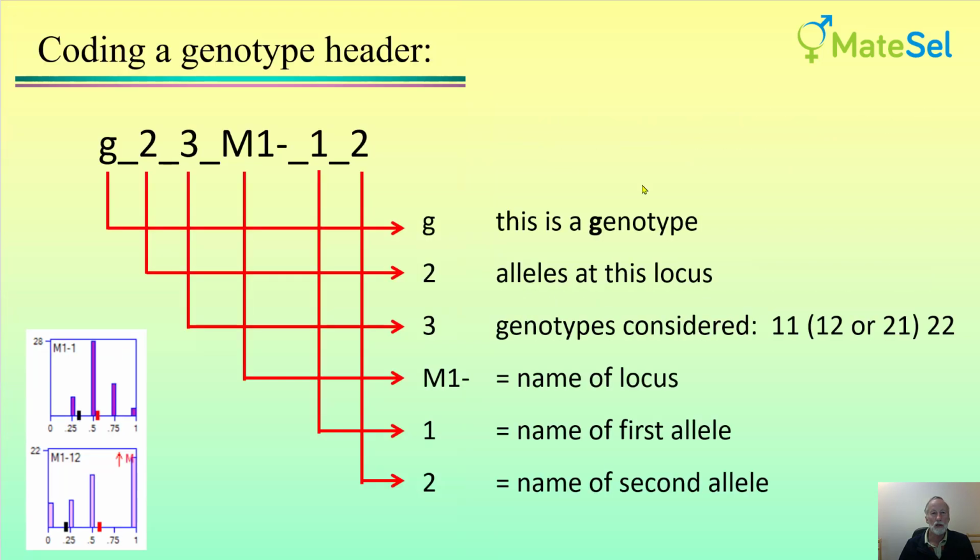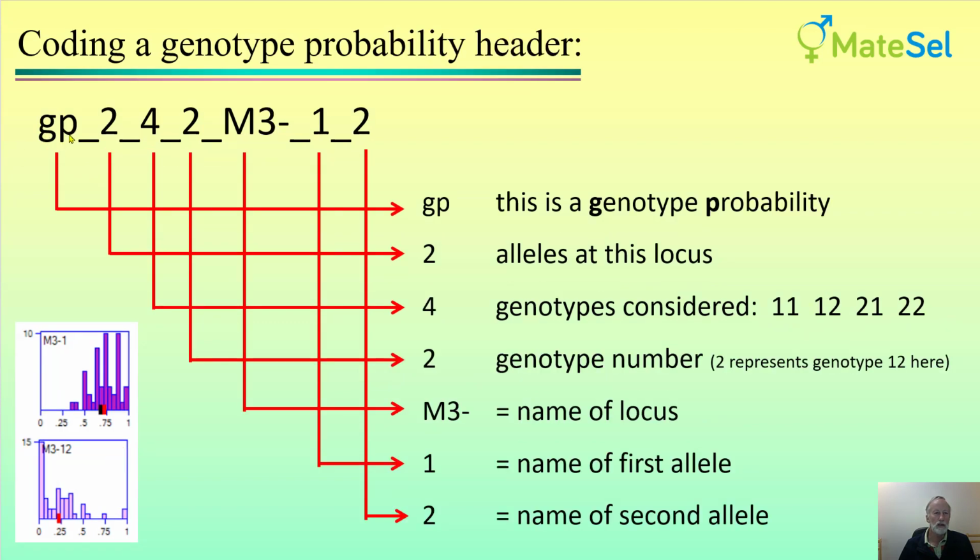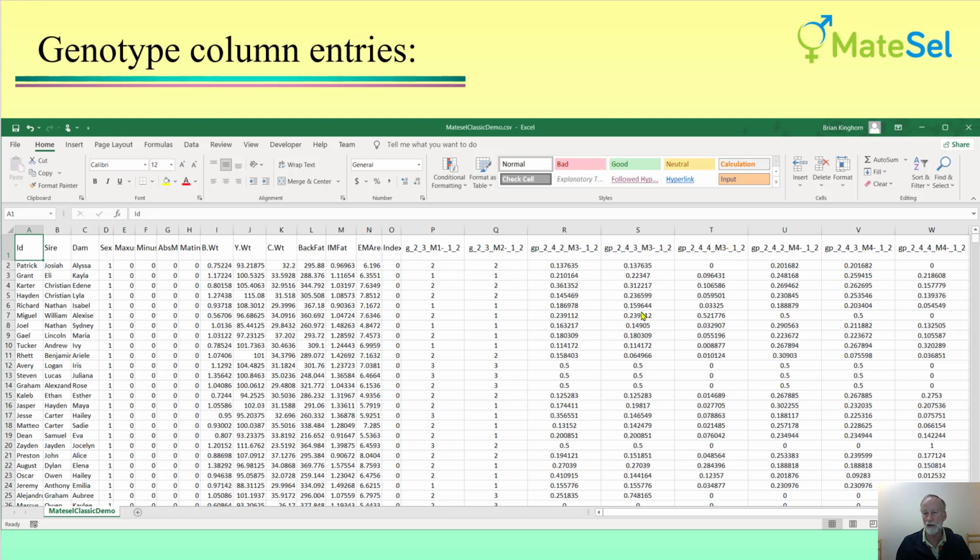So now, how do we code? Let's just again look at the genotype one we've already done. That's very similar. I'll move now to the genotype probability, and you see the differences. We've got a GP, but there's also now an extra component here. This 2 tells us the genotype number. We are going to have a column for each of the genotypes for a certain marker, and this tells us which of those columns it is. So with 4 genotypes in our example, and here they are, we'll have 4 fields in the dataset containing genotype probabilities, as we have here.